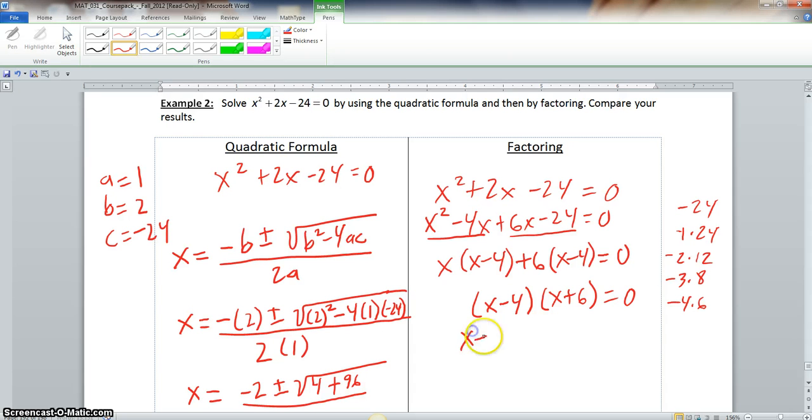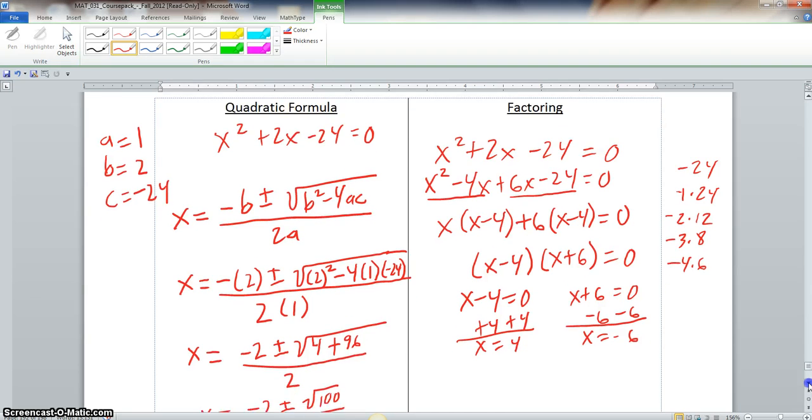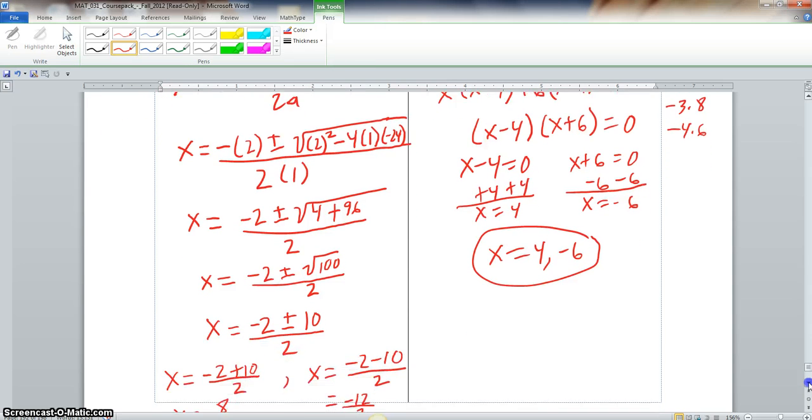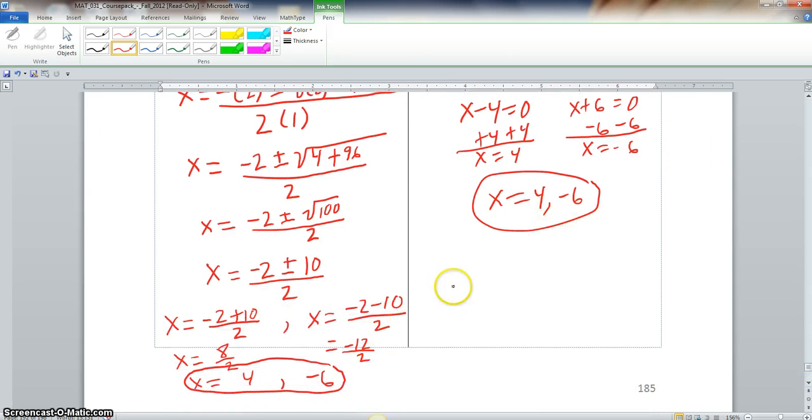So now we set each individual parenthesis equal to 0. Now, we will add 4 on both sides here, and we get x is equal to 4. We will subtract 6 on both sides here, and we get x equals -6. And our final answer here is x equals 4, comma, -6. Now, if you notice here, both of these ended up with the same answer, just a different method.